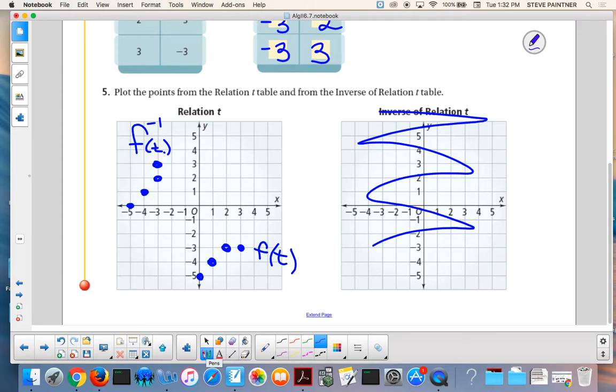Now, what I want you to do is this. This is nothing that the book talks about. I'm just trying to get a few of you ready to go to pre-calc next year. In pre-calc, we talk about inverses, but I want you to look at the graph. Look at this point, 0, -5, and this point, -5, 0. Look at these points. They're symmetrical. They're symmetrical over what? Over the diagonal.